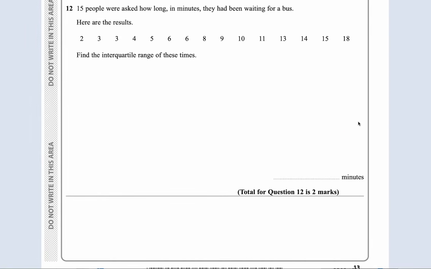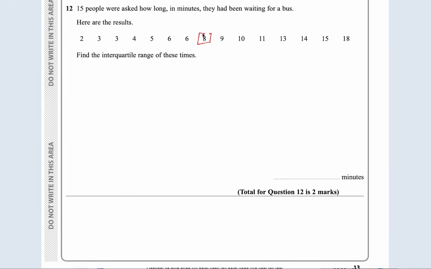Okay, question 12. 15 people are asked how long in minutes they had been waiting for a bus. These are the results. Find the interquartile range of these times. Right, let's find the interquartile range, guys. There's 1, 2, 3, 4, 5, 6, 7, 8, 9, 10, 11, 12, 13, 14, 15 people. So 15 people means the 8th one is in the middle. 1, 2, 3, 4, 5, 6, 7, 8.